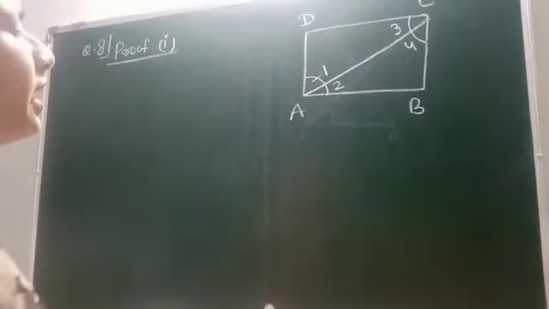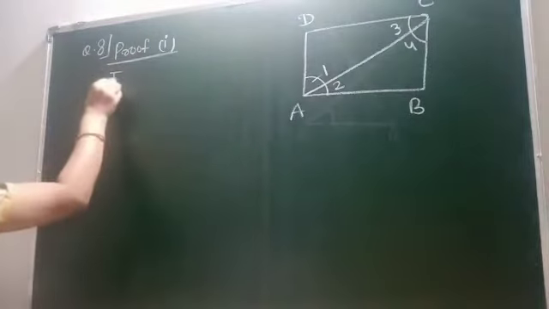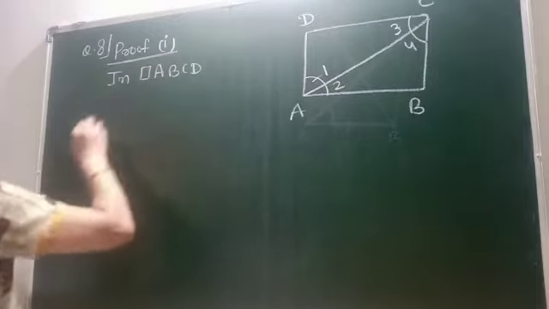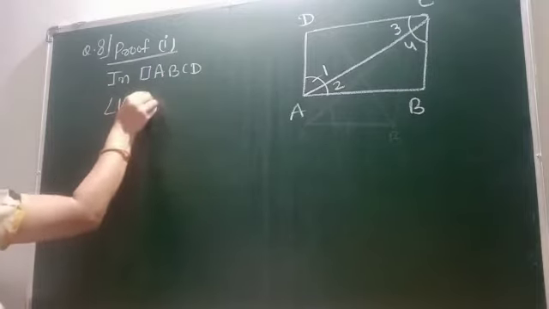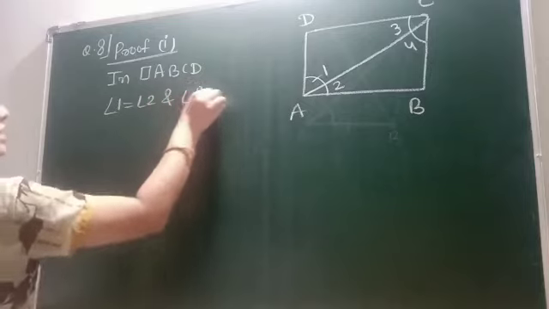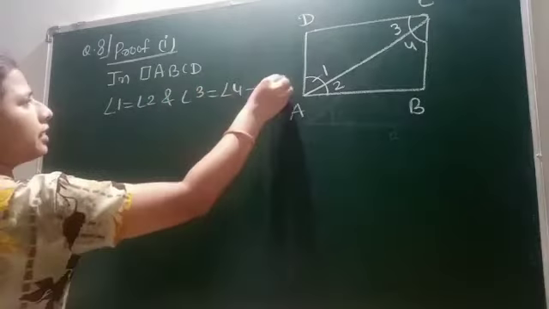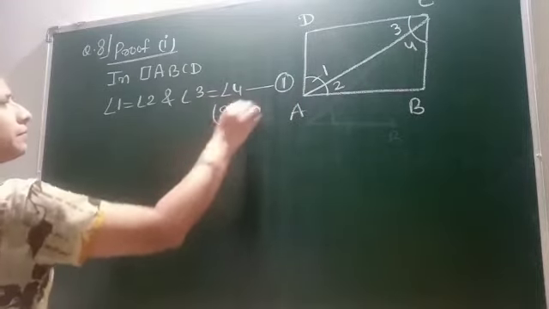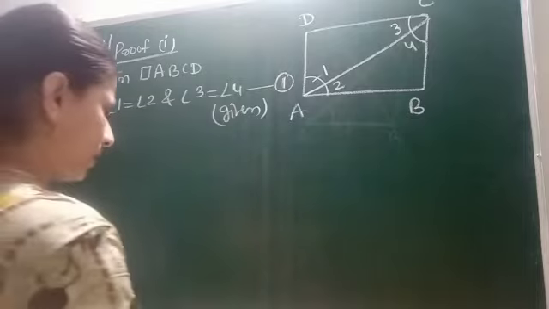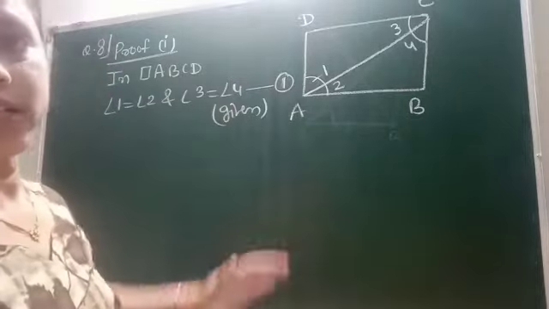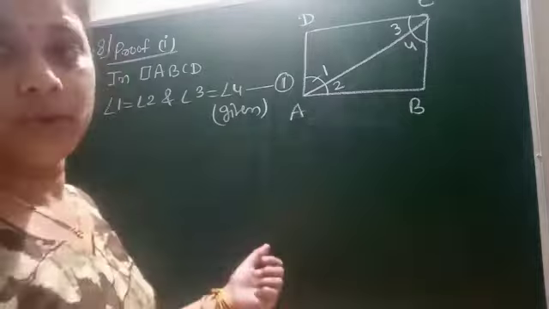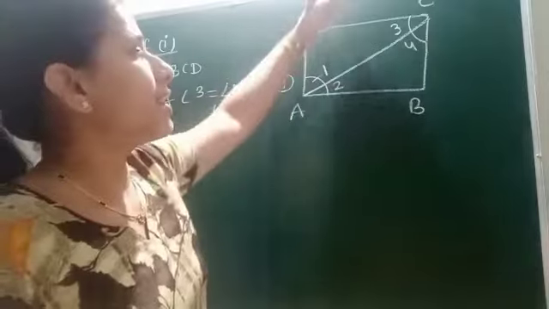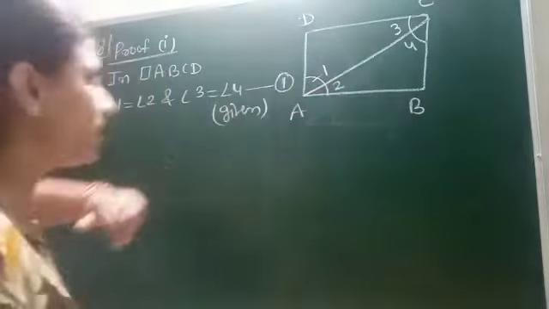Let's start. What is given that in rectangle ABCD, angle 1 equals angle 2 and angle 3 is equal to angle 4. It is given. This one is our equation number 1. Okay. As it is given that ABCD is a rectangle, it means it is a parallelogram, and in any parallelogram opposite sides are parallel, it means AB will be parallel to DC.